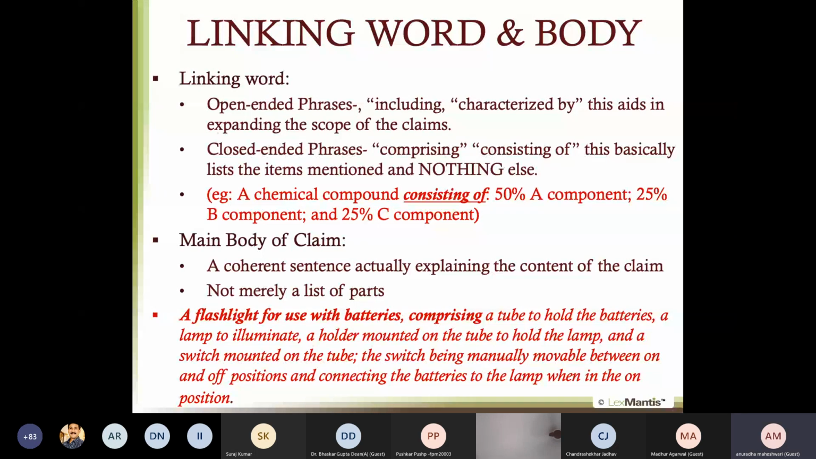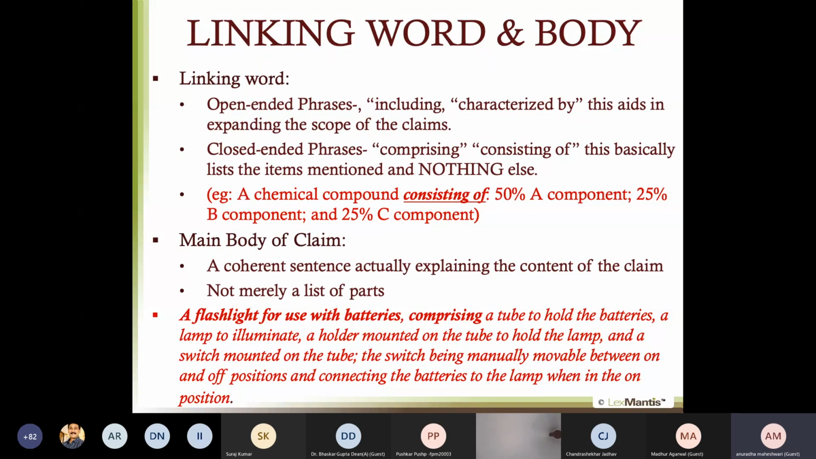This is the first independent claim that we write, which is the broadest claim explaining the whole invention in a nutshell. Now, from this first claim, we make many other claims. So while you have created a flashlight for use with batteries, the question is, each of these components in that flashlight are also inventions which you have created.